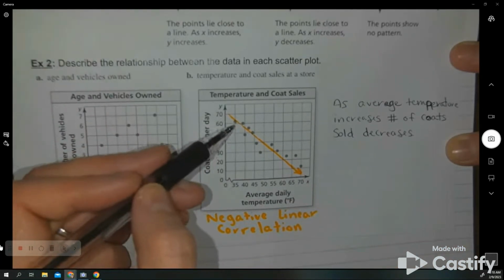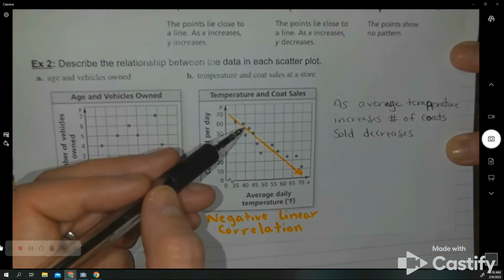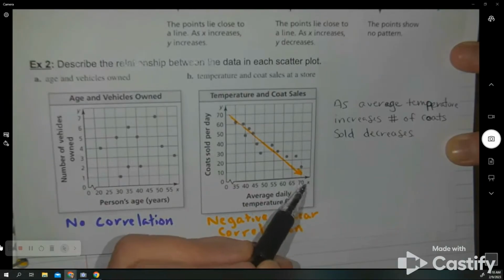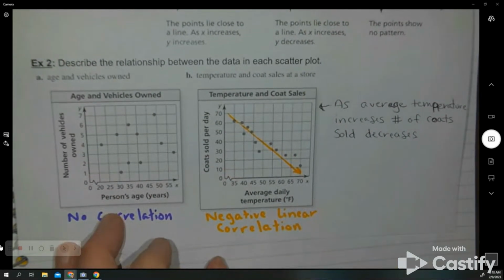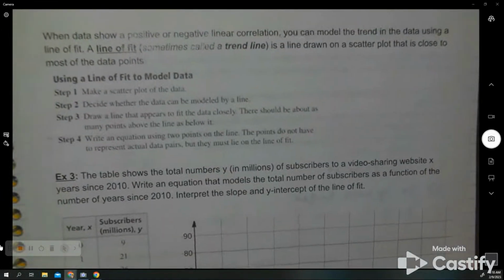And we can kind of see that here. So it was at 35, we're up here at like 62-ish coats. And as that temperature is getting higher, the number of coats that they're selling is decreasing. In fact, look down here at 70 degrees, they were only selling maybe 12 coats at that point. Okay, so that's for this graph here. All right, example 3. We're going to get to that in just a second.